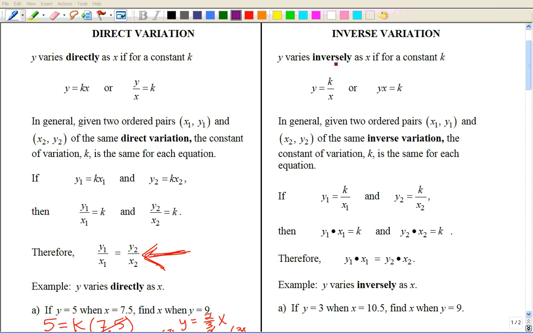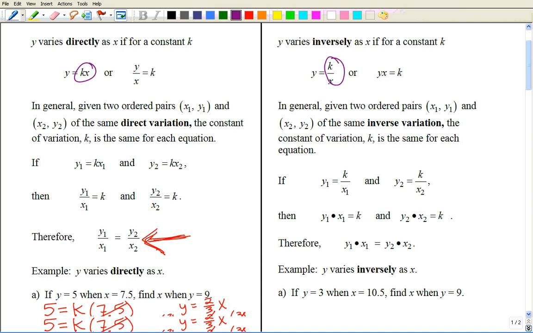Okay, inverse variation. y varies inversely as x if for a constant k, y equals k over x, or if you wanted to solve for k, that'd be y times x equals k. So in general, given two ordered pairs, (x1, y1) and (x2, y2), same thing as before. If we have inverse variation with the same constant of variation k, then we could do the same thing we did before: if k is equal, then I could set the x times y equal to each other. But this time, instead of it being direct variation where the x was next to the k, this time the x is underneath the k. So if it's direct variation, x is next to the k. If it's inverse, the x is under the k.